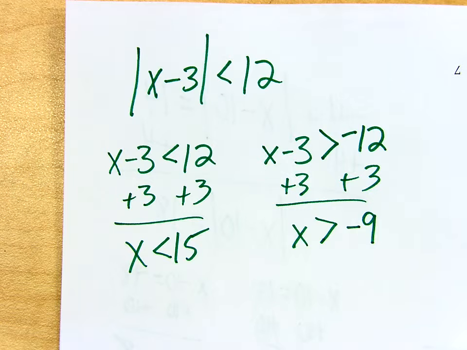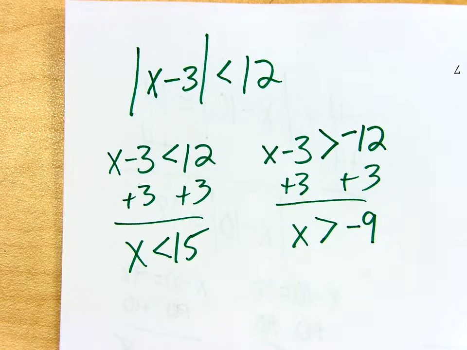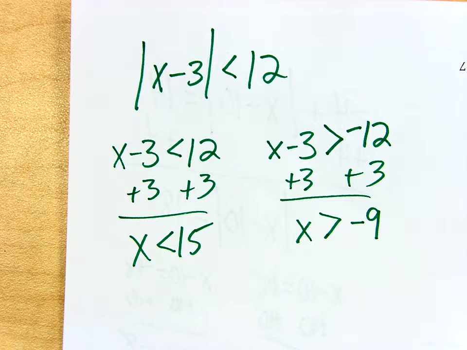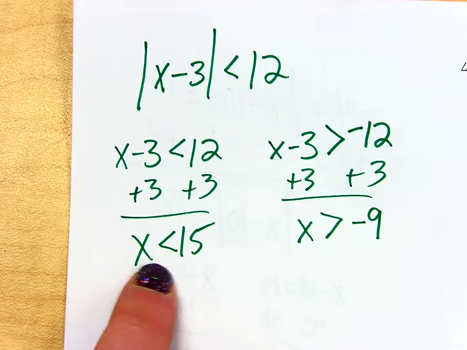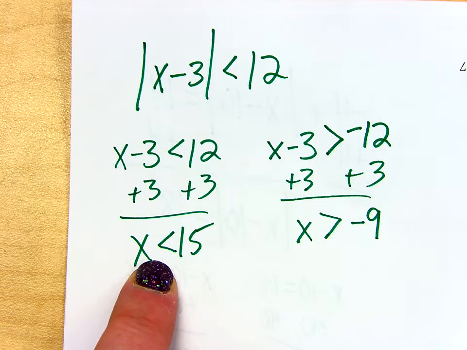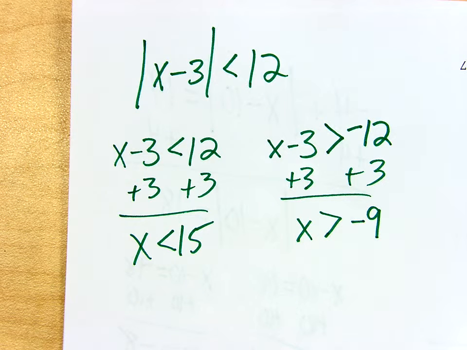And then, here's where kids get stuck again. They like to just leave their answer like this and move on to the next thing. You can't. You now need to put some brain power into this and decide what type of compound inequality this is. It's either going to be an and or an or. How do you know? You have to ask yourself, are there numbers that are less than 15 that are also greater than negative 9? Are there numbers that exist that satisfy both of them?